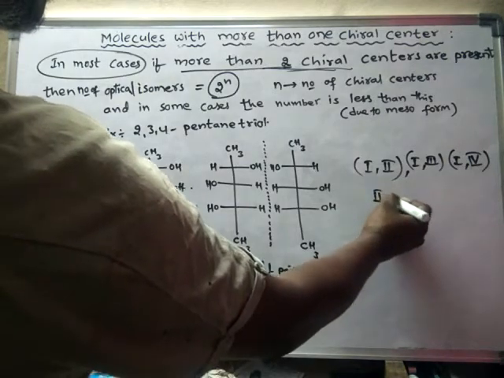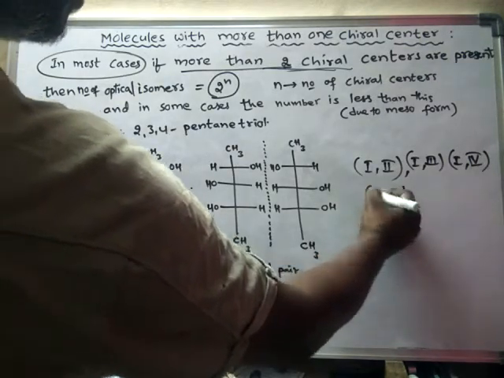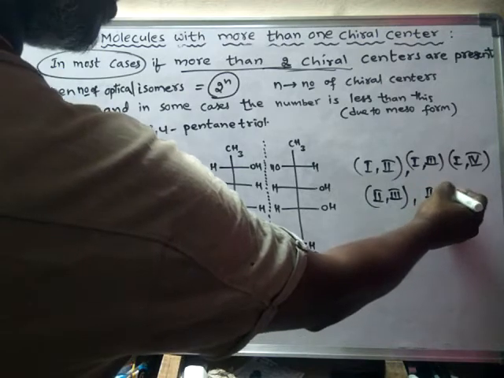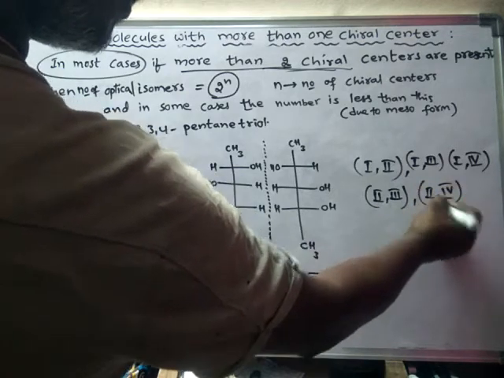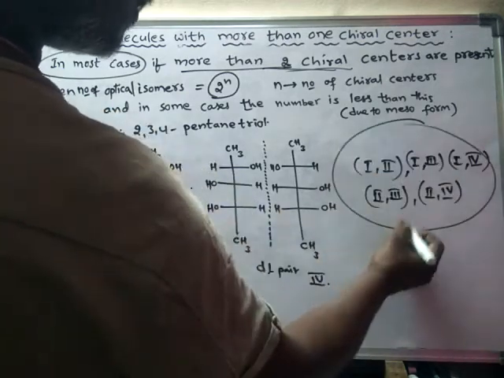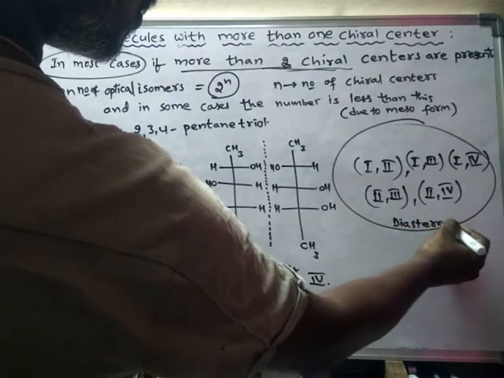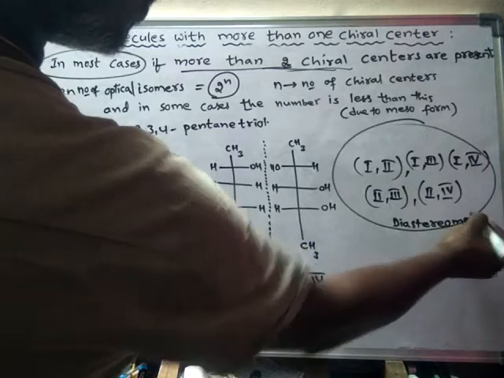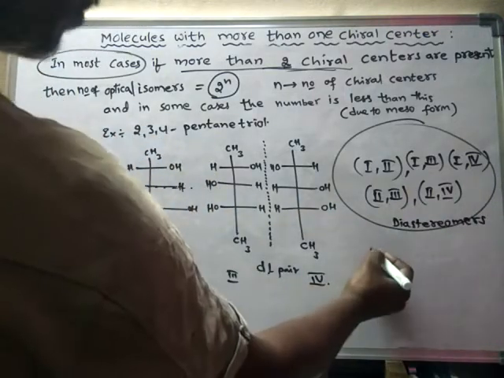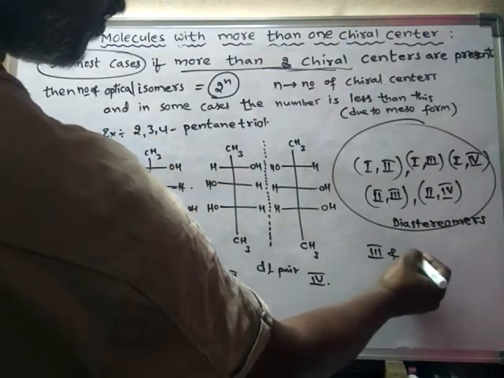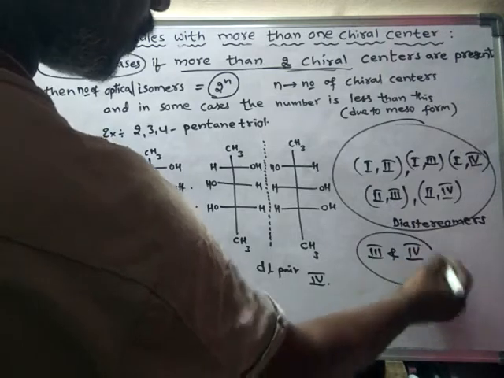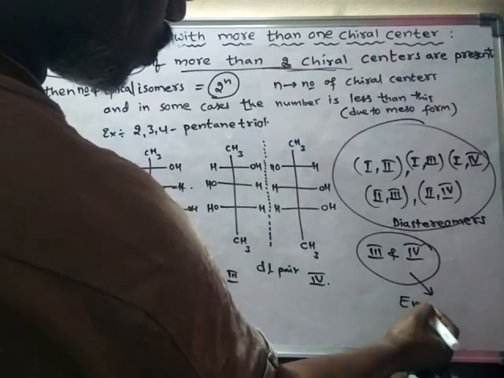So these are also diastereomers. All these are diastereomer pairs. They are diastereomers to each other. But 3 and 4, these two are enantiomers to each other. They are enantiomers.